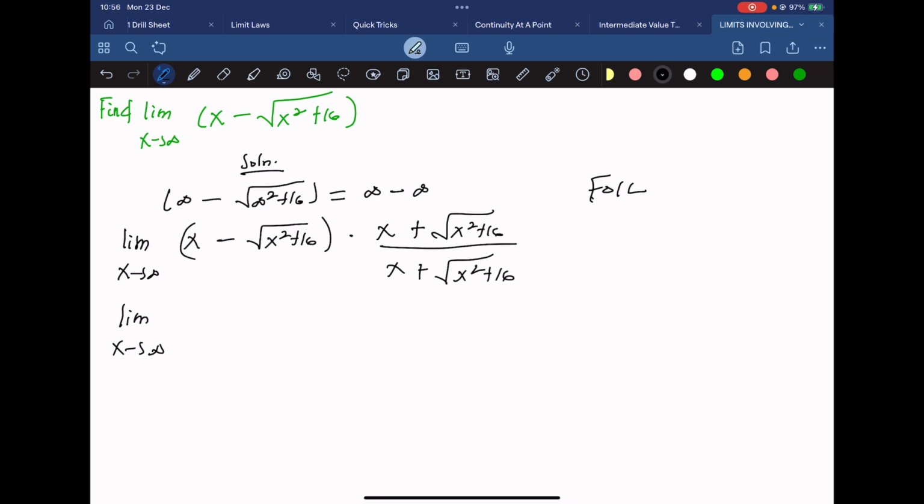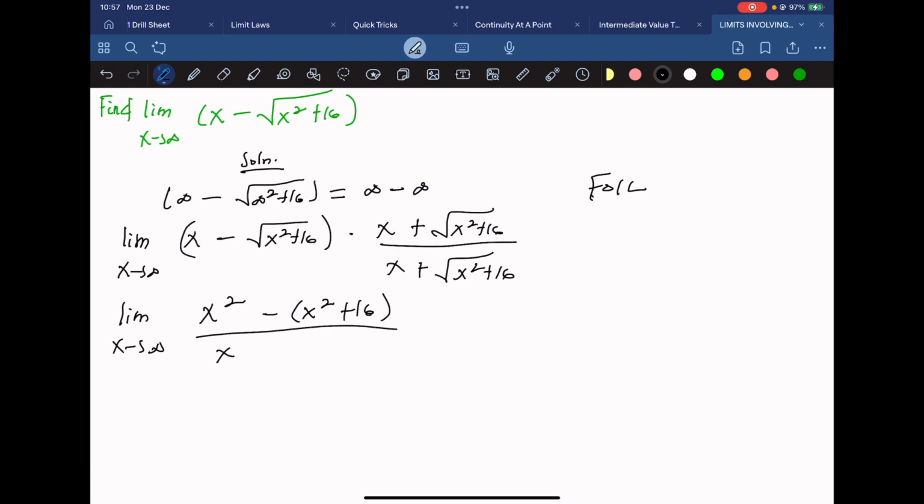So first term times first term, that gives s squared. Now this times this and this times this will cancel out. So we just have the last two terms. So we have minus, the square roots will cancel out each other. So we just have what is inside the square root, then x plus s squared plus 16.